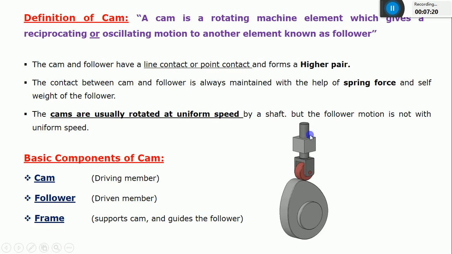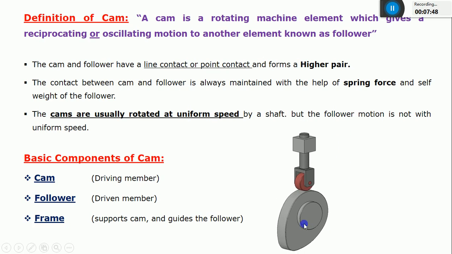Correct? It means it is covering some distance. It is traveling through some distance. I can call it a follower lift, which is indicated with the alphabet S. The lift of the follower, or the distance that is traveled by this follower. For example, it is now exactly at 0 mm. Then it will travel by 10 mm, 20, 30, 40, 50, 60.